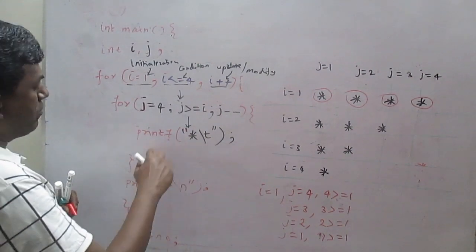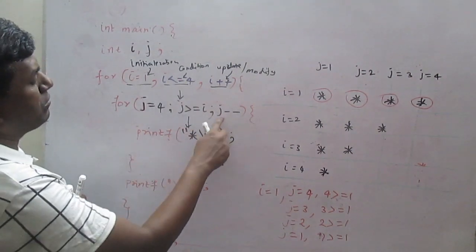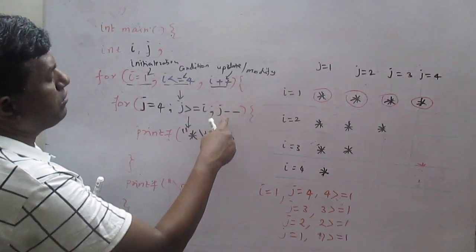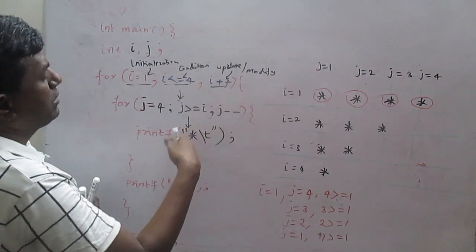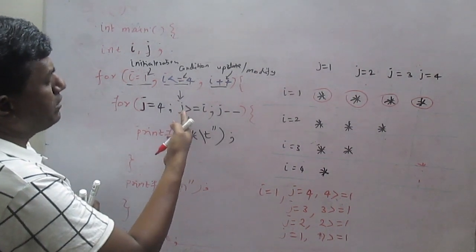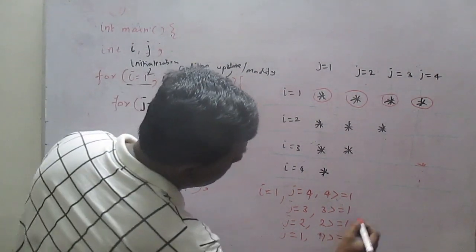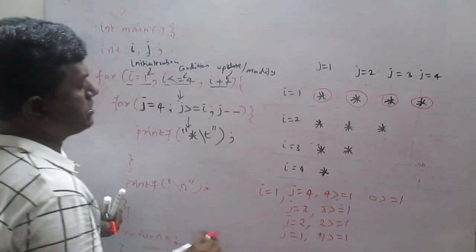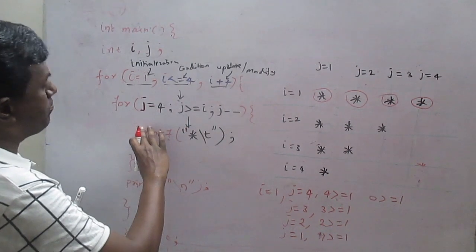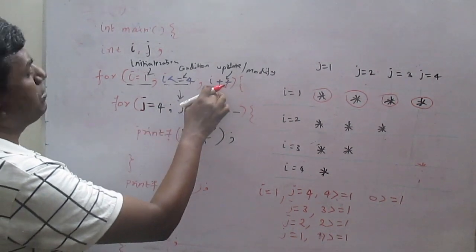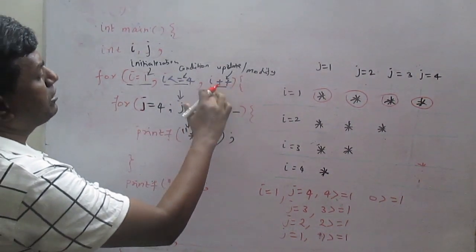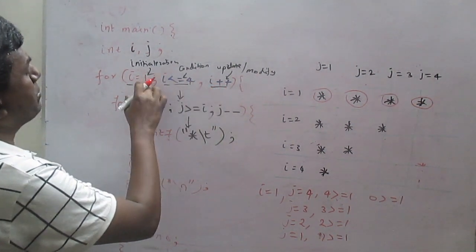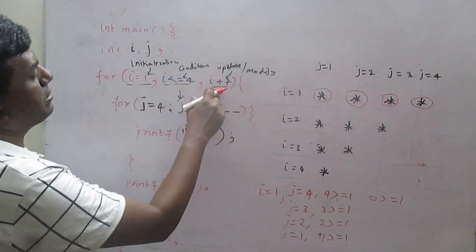Now when we go for the decrement again, previously it was 1, so now it will become 0. So 0 greater than or equal to 1, the condition fails. So we are coming out of this loop and going back to the first loop. That means now we are doing the increment. i is incremented to 2, because initially i is 1.